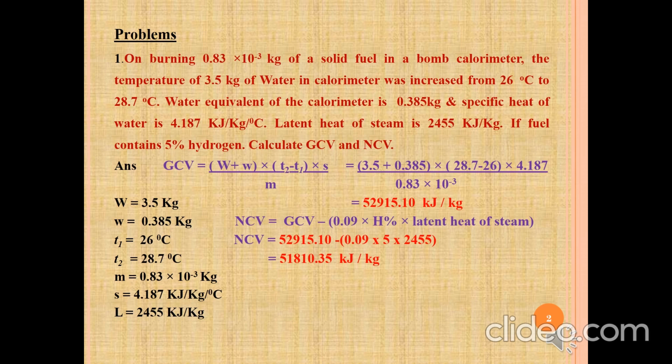The final answer for gross calorific value is 52,915.10 kilojoules per kg, and for the net calorific value is 51,810.35 kilojoules per kg. So this is the answer for the given problem.